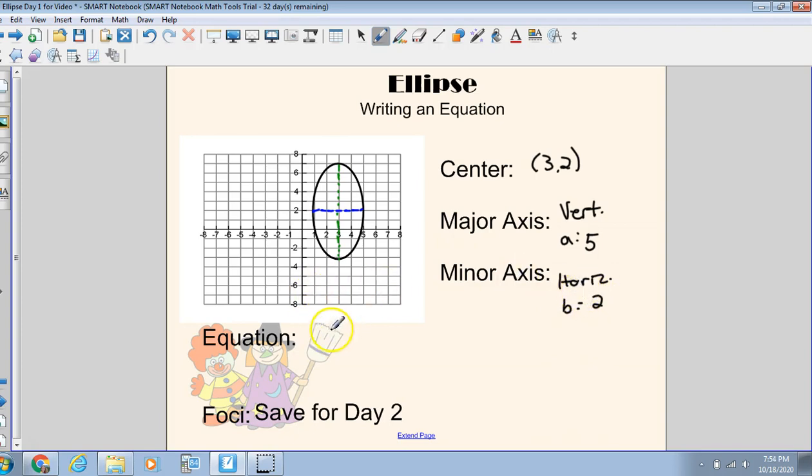So when we write our equation, we'll put our x minus h, so that's (x minus 3) squared, and our (y minus 2) squared. Underneath the x is our number that tells us how much we're moving horizontally, which is b is 2, so b squared is 4. Underneath the y, how much we're moving vertically, a is 5, so a squared is 25, and equals 1. And we'll talk about the foci on our next video.